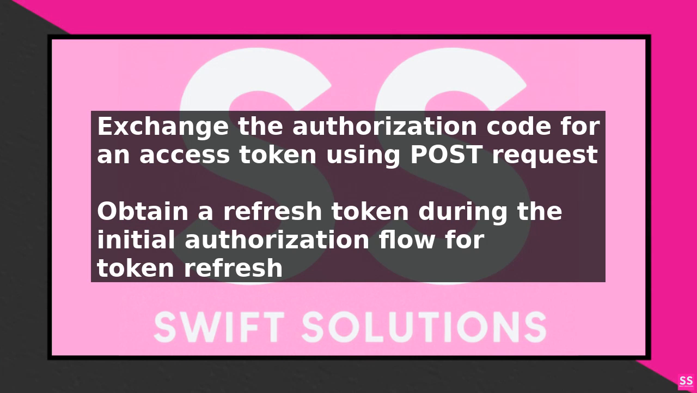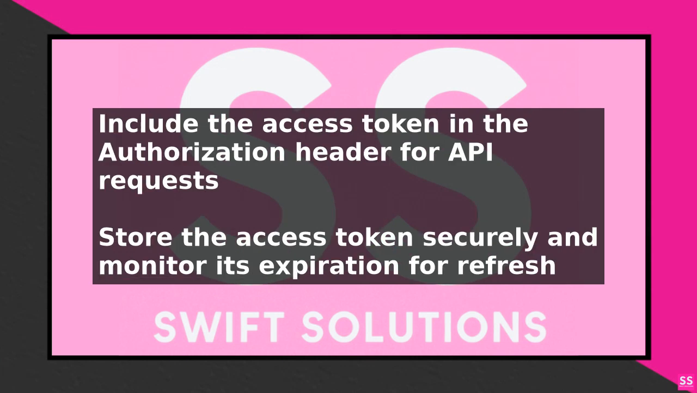Best practices for authenticating with the Bill.com API include handling errors and exceptions, storing the access token securely, and using HTTPS for all API requests. You should also monitor the expiration of the access token and refresh it when necessary.